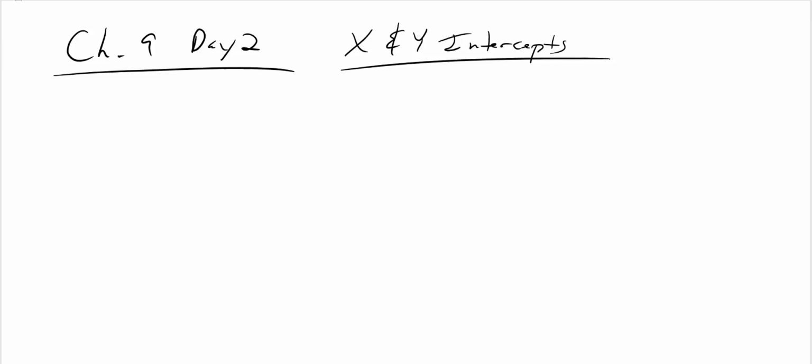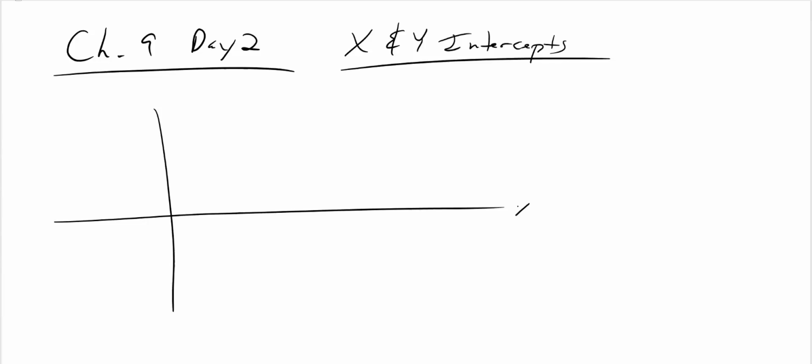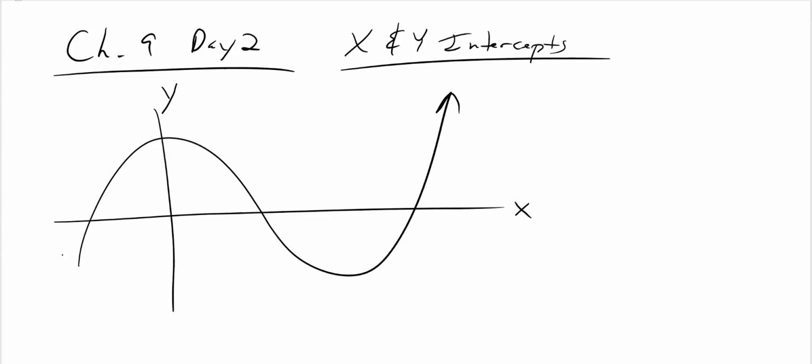So let's just take a look at a graph. Of course, you know this is the x-axis and this is the y-axis. That's very important to know. If I gave you a graph like this, and I just label things here a little bit, we have some points. Obviously, this is where it's crossing the axis, and these are x and y intercepts.